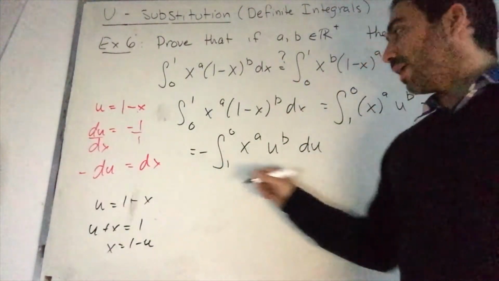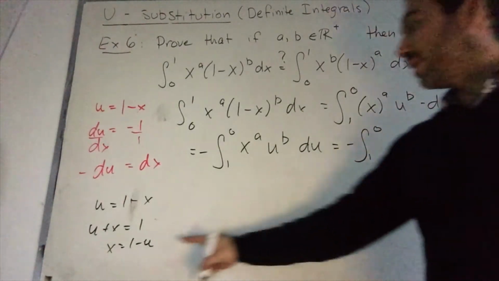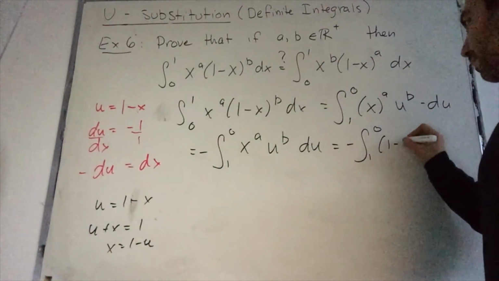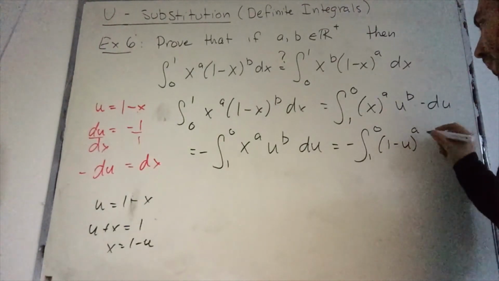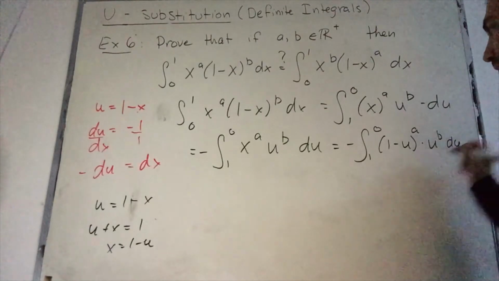So we could rewrite it as negative integral from 1 to 0. x is being rewritten as 1 minus u, to the a, times u to the b du.